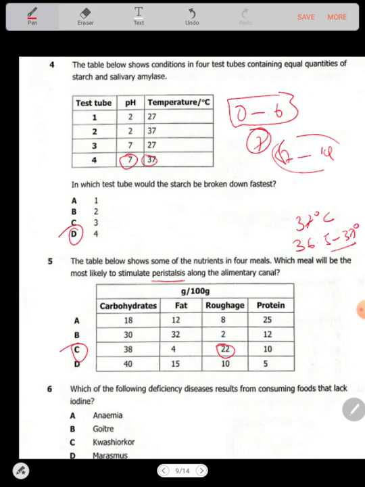Which of the following deficiency diseases result from consuming foods that lack iodine? If you are eating food which has not got enough iodine, what are you likely to suffer from? That's what they are asking for. You're likely to suffer from goiter.